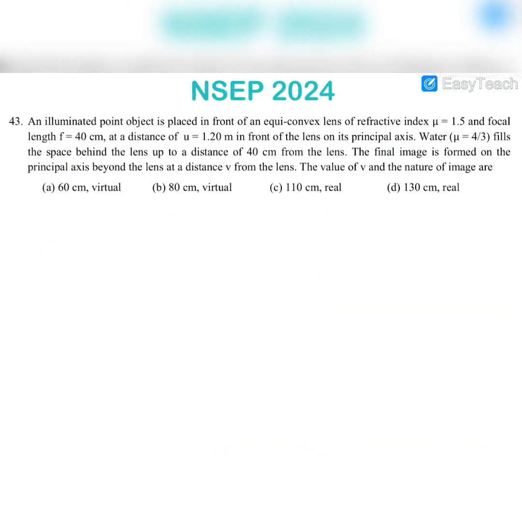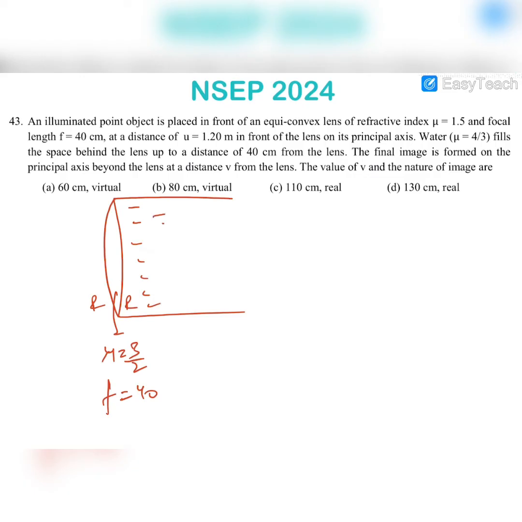In this question, you can see that an illuminated point object is placed in front of a lens, an equiconvex lens, whose mu is 3 by 2, and obviously R1, R2 are equal, and the focal length of the lens is given as 40. Now liquid water is filled behind this lens till a distance of 40 centimeter, and we have to find out the position of the final image formed.